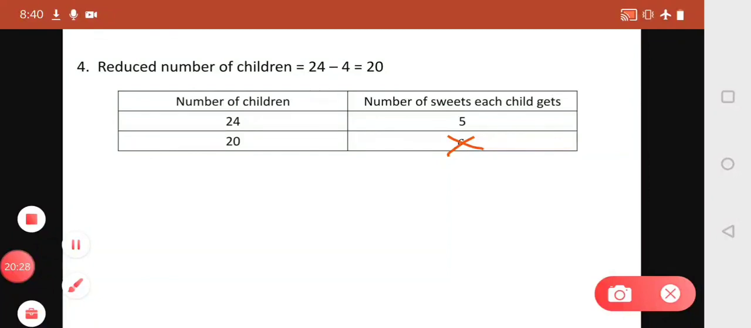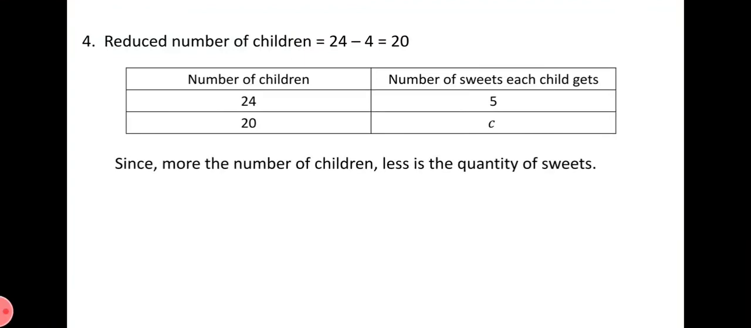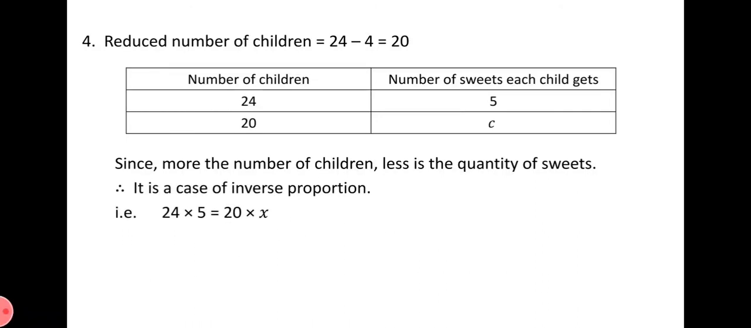Right here, x only. So if the number of children is 24, each child is getting 5 sweets. So if the number of children is 20, then how many sweets will each child get? That we have supposed as x. So we can write here, since the more the number of children, the less is the quantity of sweets, therefore it is the case of inverse proportion. That is, we will write 24 into 5, because we know that x1 into y1 equal to x2 into y2. Therefore 24 into 5 equal to 20 into x. Therefore x equal to 24 into 5 upon 20.